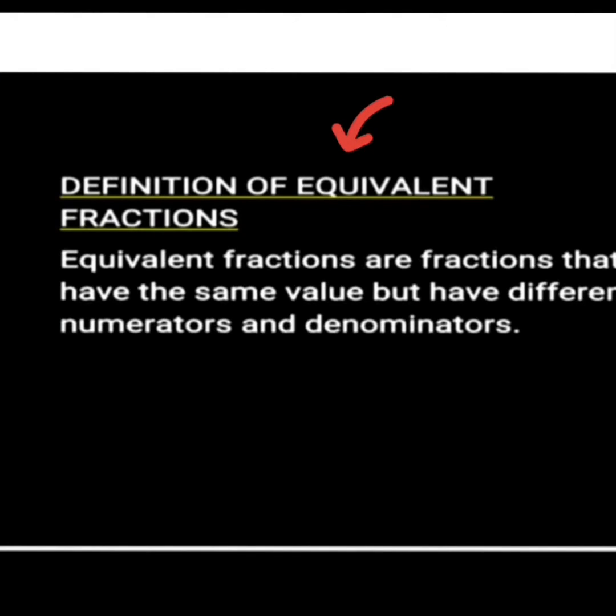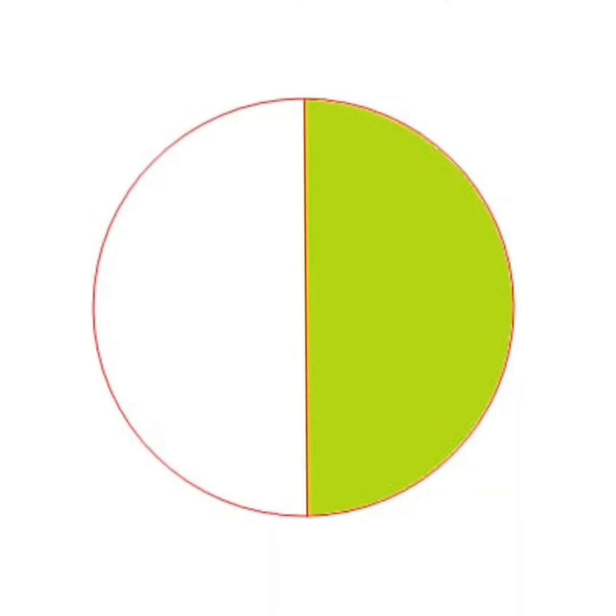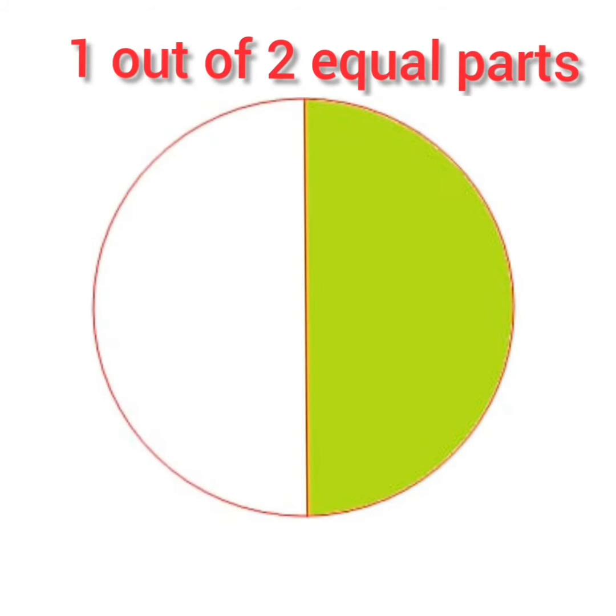What are equivalent fractions? Equivalent fractions are fractions that have the same value but have different numerators and denominators. Let us see what I mean. So, this actually represents 1 out of 2 equal parts. So, in terms of fraction, I can write 1 upon 2.